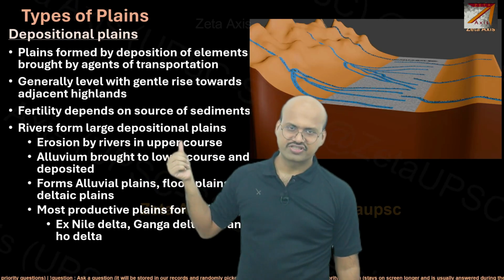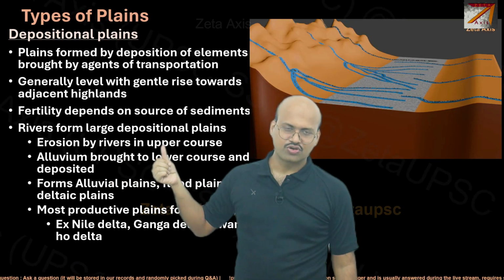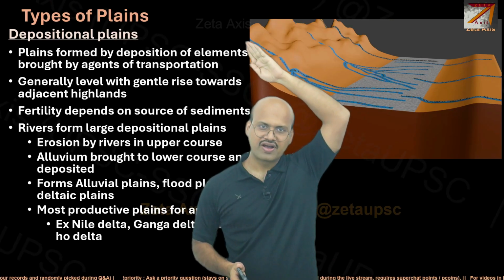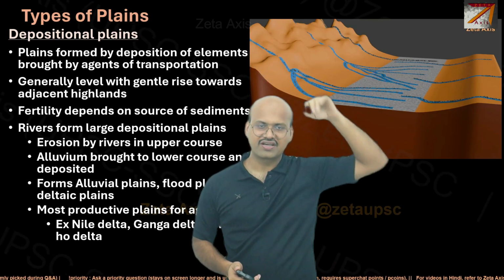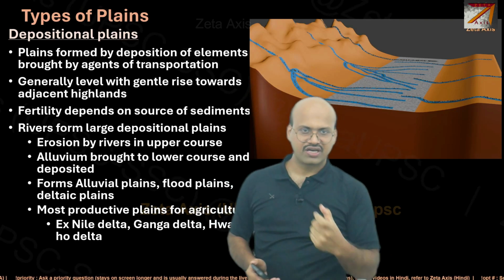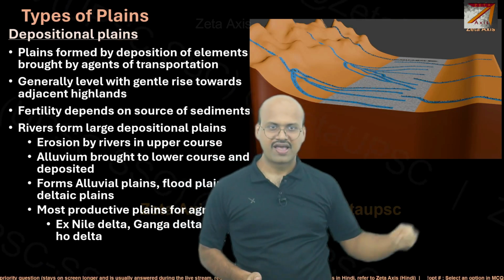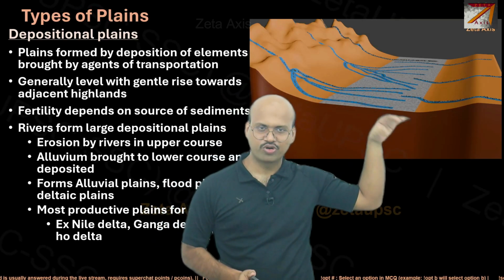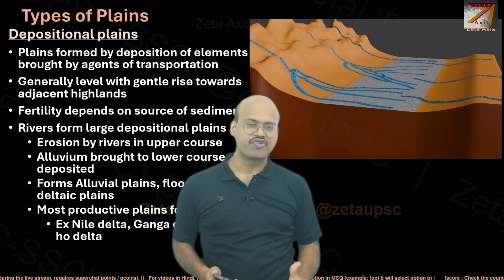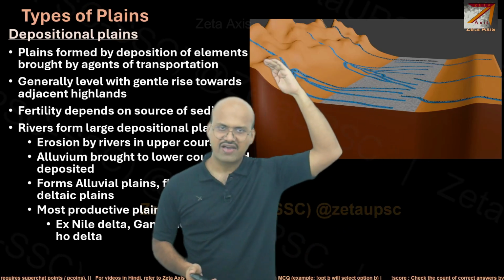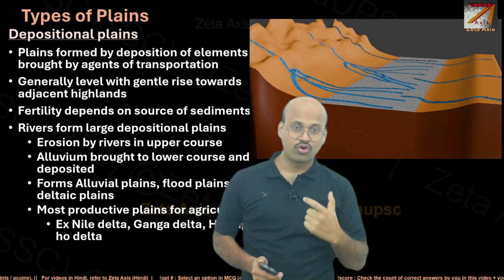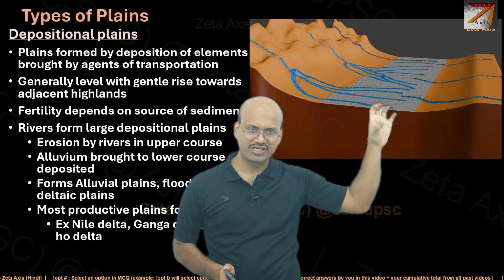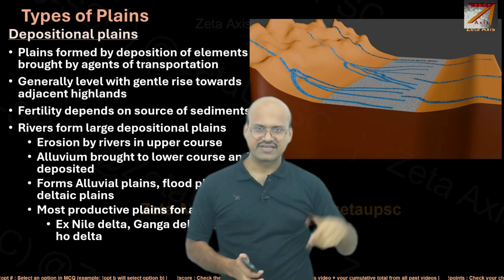Rivers form large depositional plains. Erosion by rivers in upper course. When rivers flow in the upper course, because of high slope, they will create a lot of erosion. They will gather a lot of fragments of rocks along with them, and they will carry them towards the lower course of those rivers and deposit them, because in the lower course they will not be moving with high velocity, while here they will be moving with high velocity. So the load carrying capacity is higher in this region. Here the load carrying capacity is low. Therefore they will deposit and they will form a plain region.